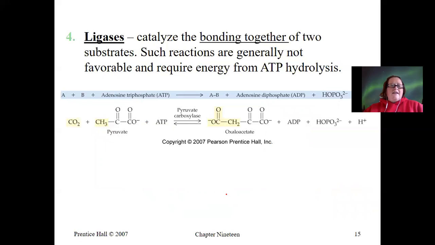Ligases is bonding together more than one thing. Here, this is something that can occur in metabolism as well. We have pyruvate combining with carbon dioxide to form this oxaloacetate. So when we are getting the bonding together of two substrates, this is called an action by an enzyme that would be in the ligases category.